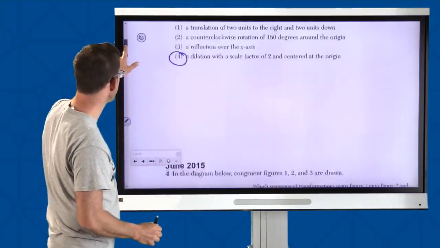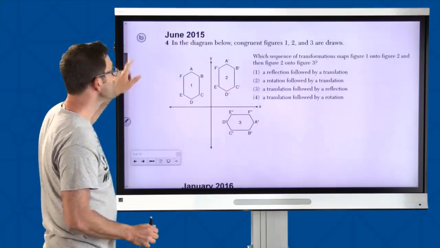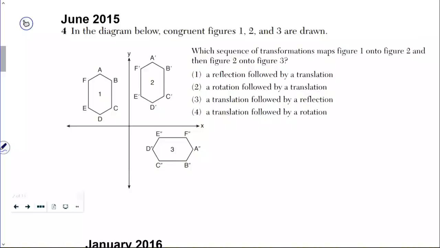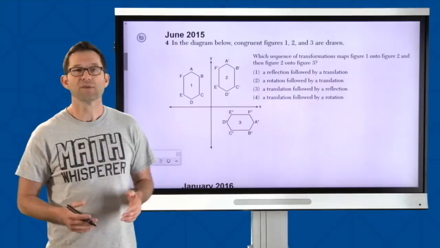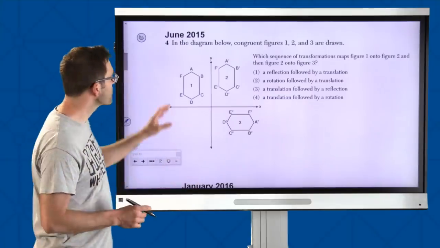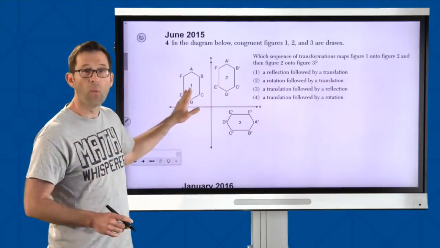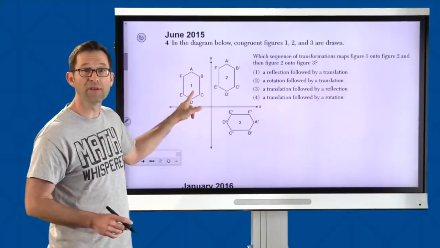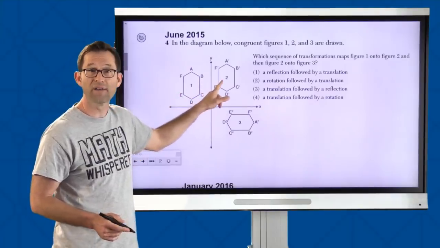Let's move on to the next question on rigid body motions. June 2015, number 4. In the diagram below, congruent figures 1, 2, and 3 are drawn. Which sequence of transformations maps figure 1 onto figure 2, and then figure 2 onto figure 3? All right, so let's take a look. Hopefully it's pretty obvious what we have to do to map this hexagon onto this hexagon.